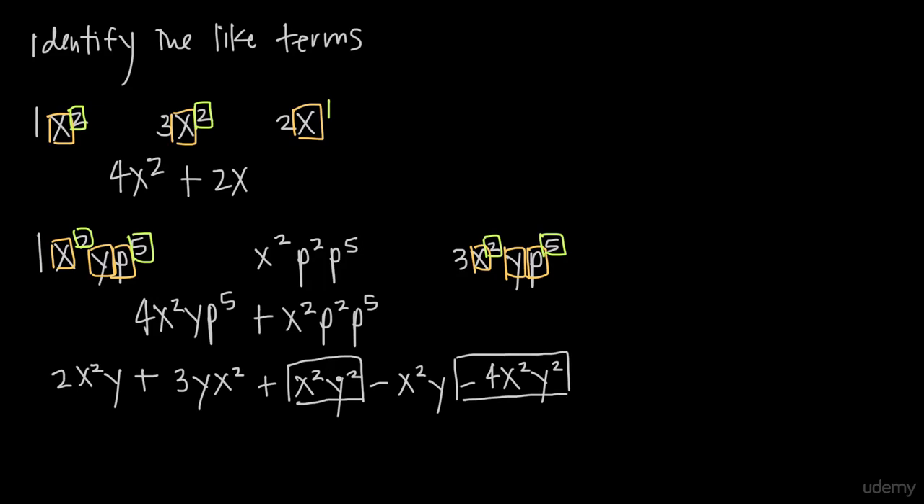So because of that, I know these are like terms, and I can combine them. I have one of them, and I have -4 of them. So when I say one of them minus 4 of them, I'm going to get -3 of them. So -3 x squared y squared.